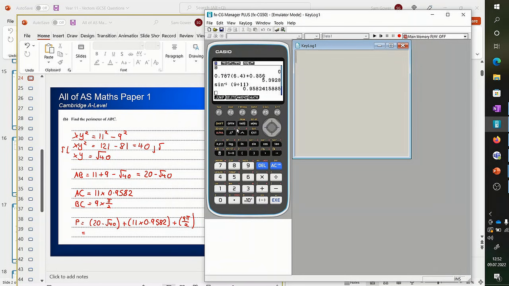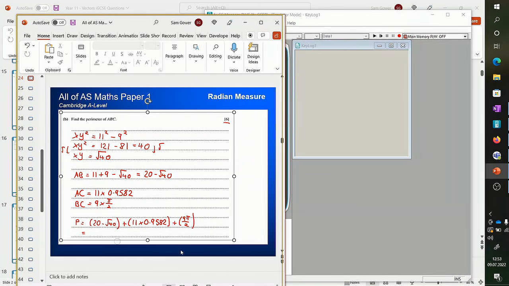Okay, so let's type this in nice and carefully. So open brackets, 20 minus, and we want square roots, that's shift in here. Try and use different calculators on the channel so you can see how each of them are used. And then we do 11 times 0.9582. And then lastly, we do 4.5 or 9 over 2 times pi. So shift and this button here. And then we add all those together and then we get our final answer of 38.352.